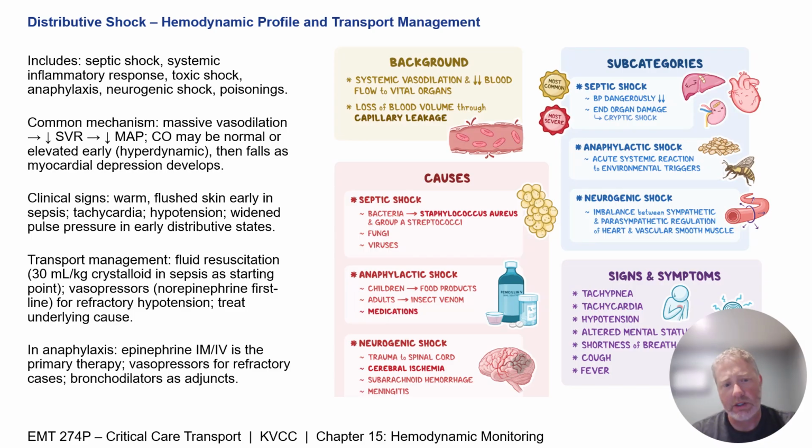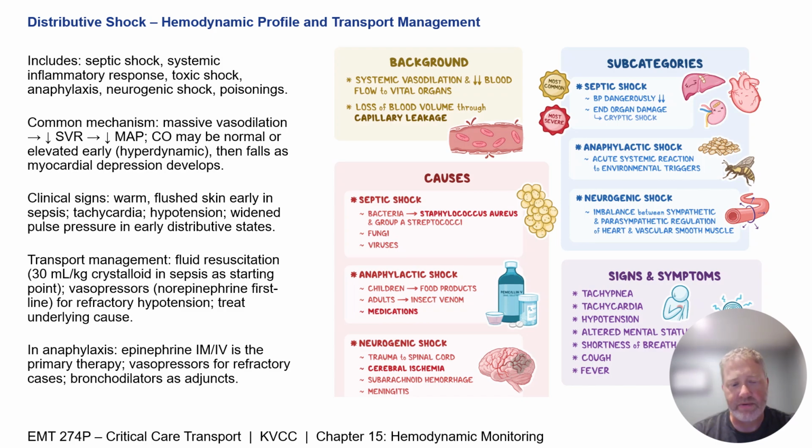Clinical signs: warm, flushed skin early in sepsis, tachycardia, hypotension, a widened pulse pressure in early distributive states. And then transport management: fluid resuscitation, typically 30 mLs per kilogram in crystalloid for sepsis as a starting point.